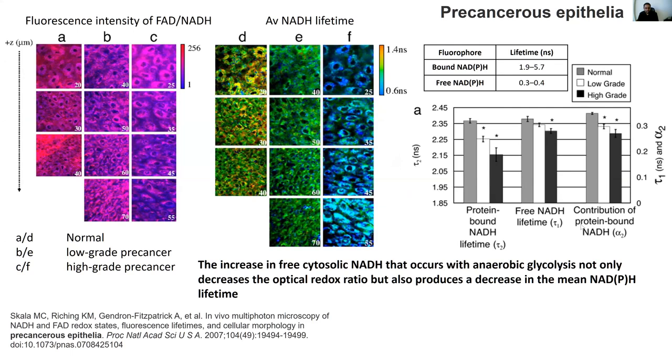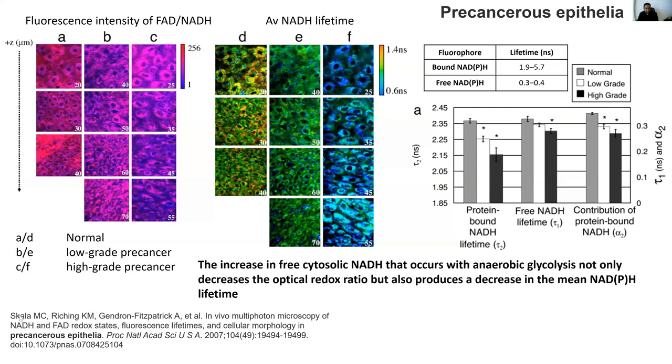By looking at that, they found that the contribution of protein-bound NADH between the normal, low-grade, and high-grade cancers or precancerous epithelia changes. So this is decreasing. And so the main point of the paper is that the increase in free cytosolic NADH that occurs in anaerobic glycolysis not only decreases the optical redox ratio, but also produces a decrease in the mean NADH lifetime.